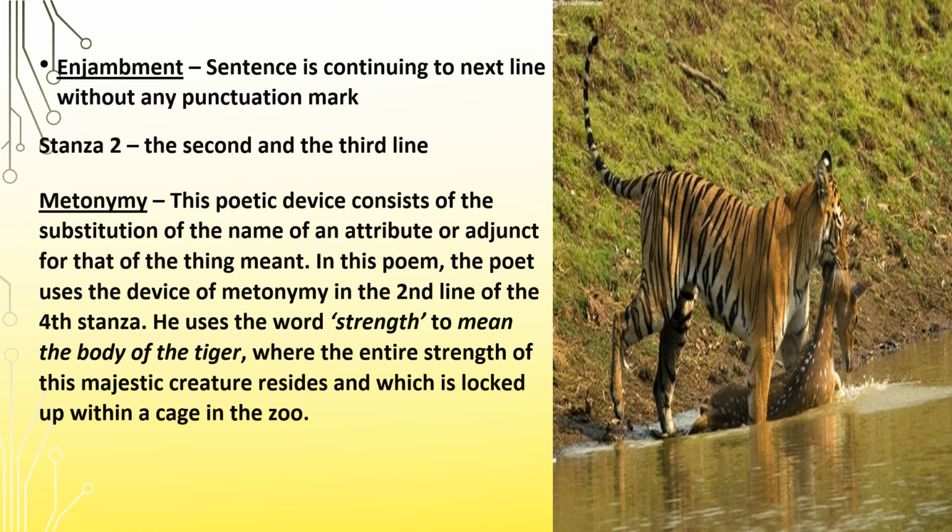Next poetic device is metonymy. This poetic device consists of the substitution of the name of an attribute or adjunct for that of the thing meant. In this poem, the poet uses metonymy in the second line of the fourth stanza. He uses the word strength to mean the body of the tiger, the entire tiger, the power of the tiger, where the entire strength of this majestic creature resides. And where is it now? It is locked up in the cage in the zoo.